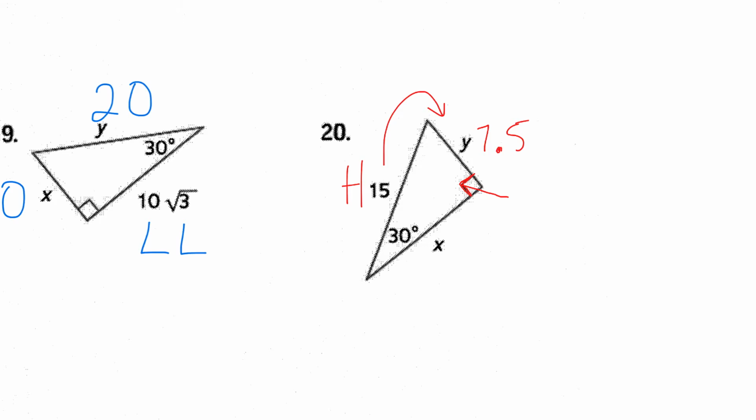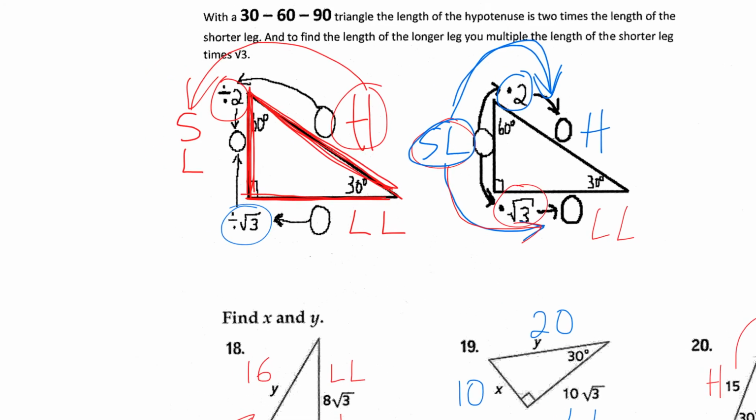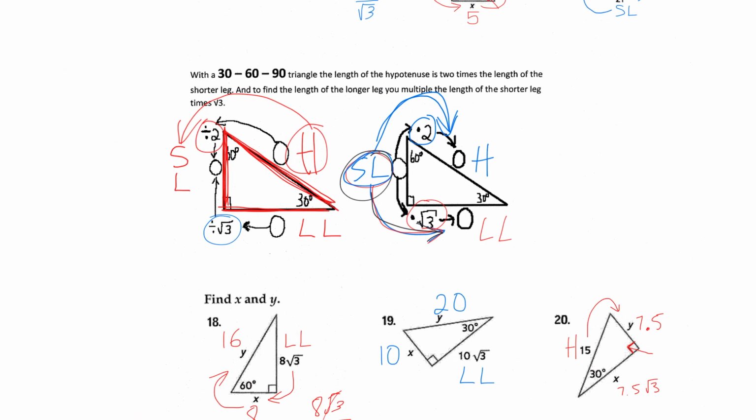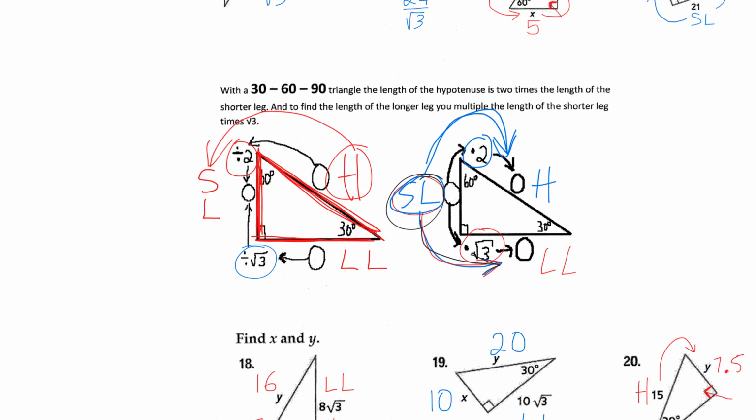And then from the short leg to the long leg, what do we do? Times the square root of 3. So we'll just write it as 7.5 square roots of 3. Remember, whenever you're going from the short leg to the long leg, you multiply by the square root of 3. So just remember, go back and use these rules right here. I know it's kind of a mess, but it'll get you where you need to go.